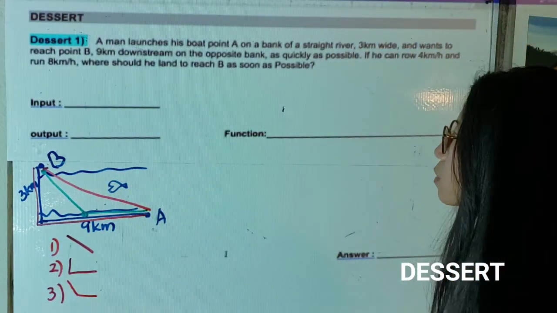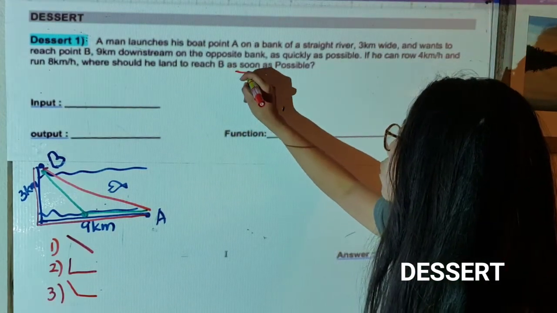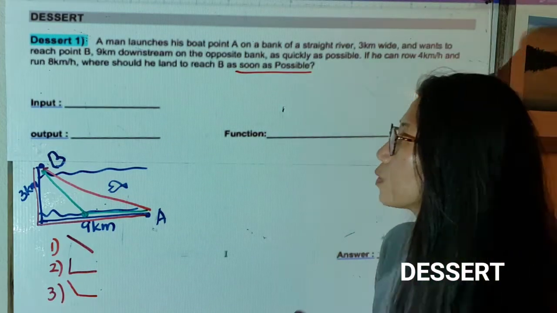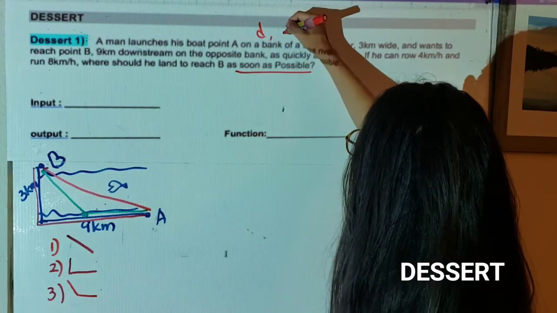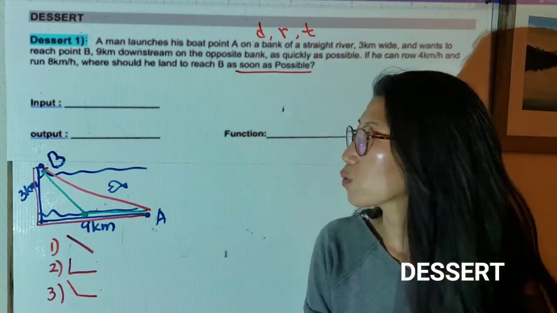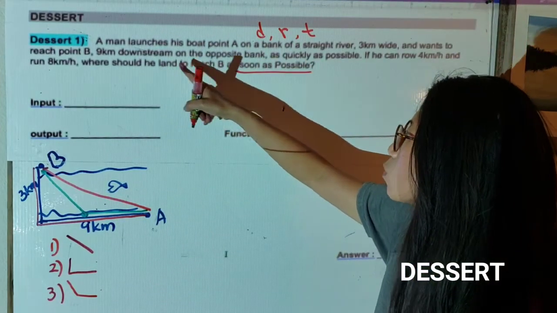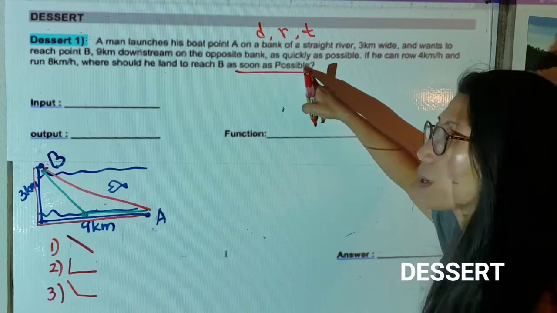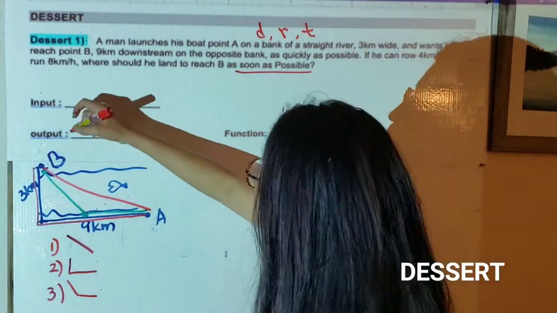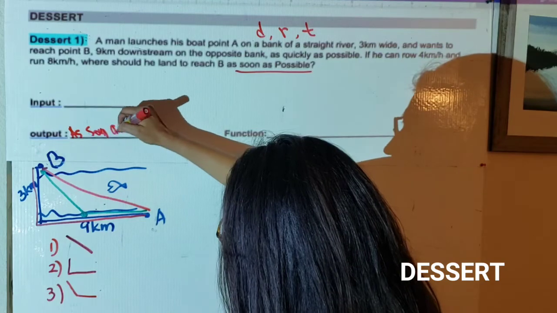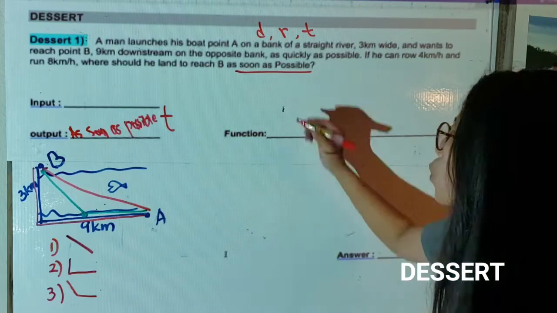Let's read the question again. What do we want to find? Where should he land to reach B as soon as possible? You have to read the question. Are we looking for distance? Are we going for rate or time? What I want to find is where he should land to reach B as soon as possible. This is a little bit tricky. My output is as soon as possible, and that means the shortest time.